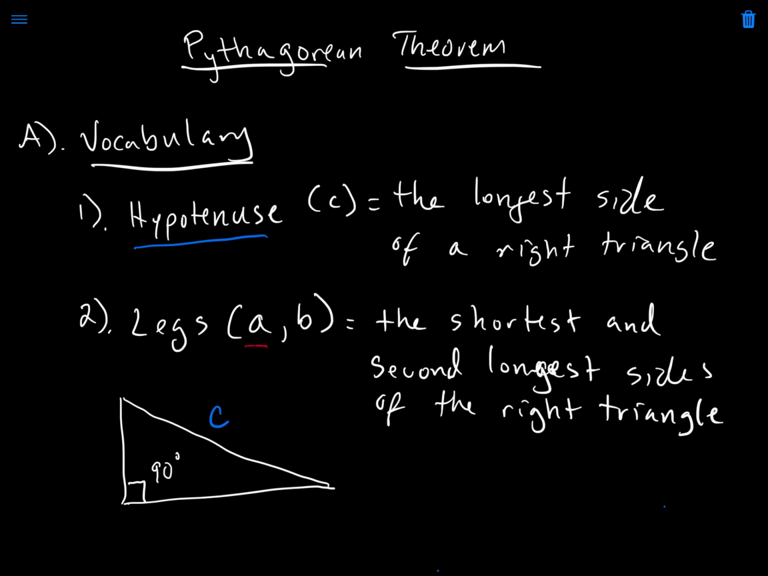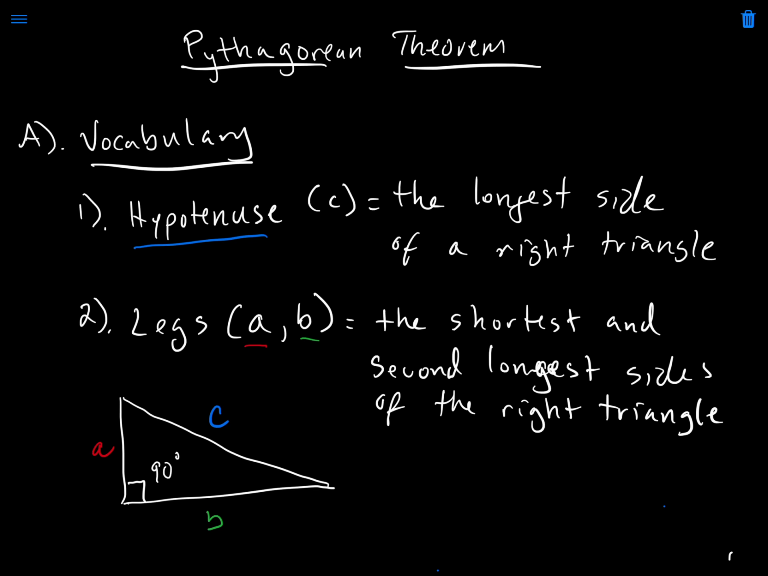I'm going to make A the shorter side. And I'm going to make B the second longest side. Okay? So as you can see, basically, the legs, A and B, are always adjacent to the right angle. Always the sides adjacent to the right angle.